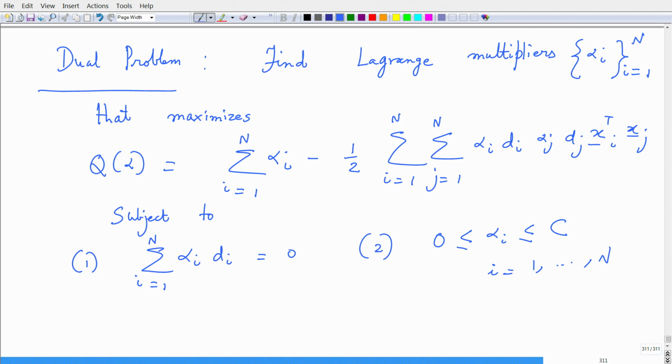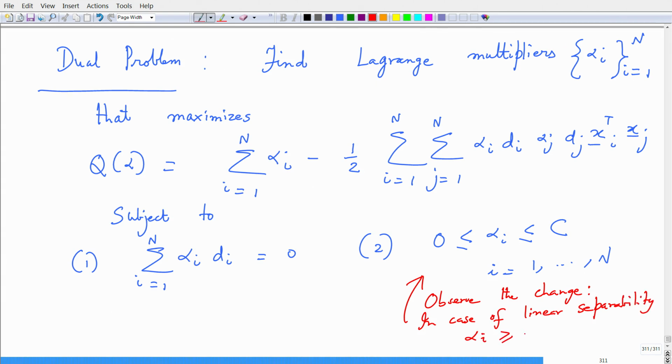So, notice this change here. In the case of linear separability, we had alpha i's to be greater than or equal to 0, and in this case we are bringing in this constant capital C which depends on the constraint that minimizes the misclassification over the training samples.